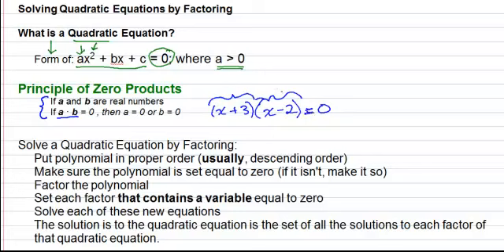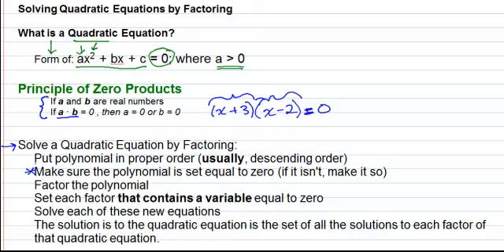So as we start setting up our quadratic equations, we really do have to remember this is a really important feature here. Without that zero product principle, it doesn't work. So when we start looking at solving a quadratic equation by factoring, of course the first thing we do is put it in proper order. Almost always we put it in descending order. We make sure that that polynomial is set equal to 0. If we don't have it equal to 0, it doesn't work.